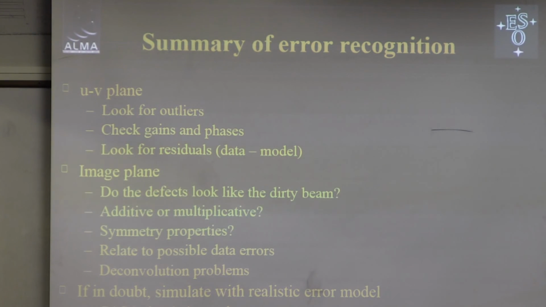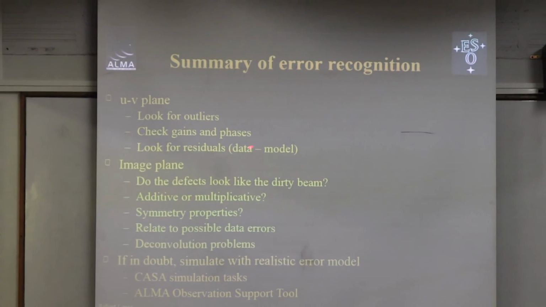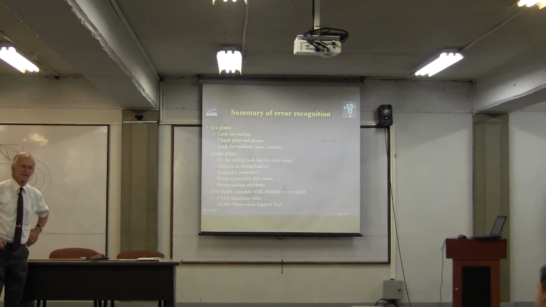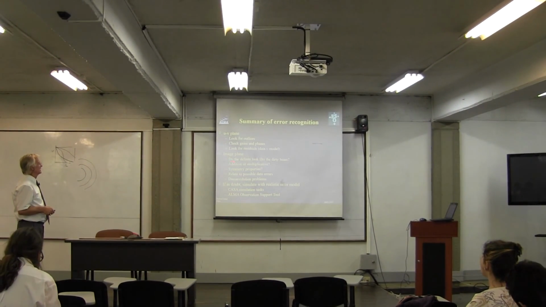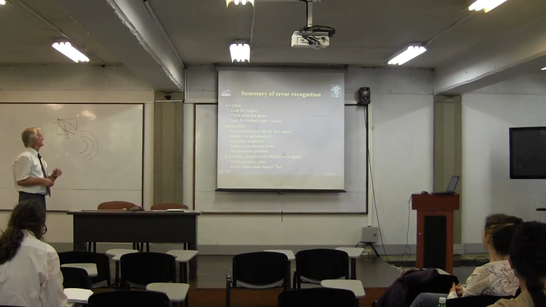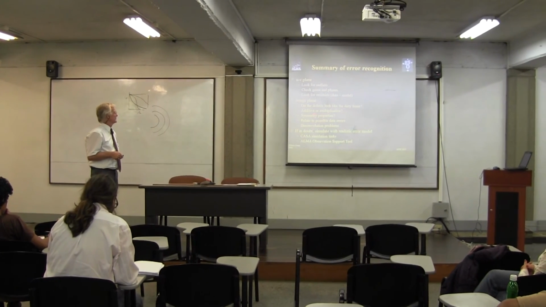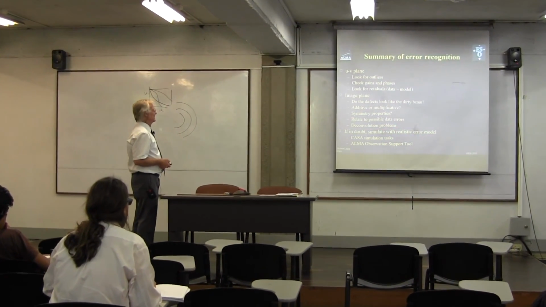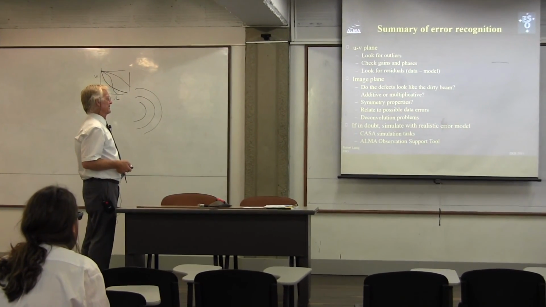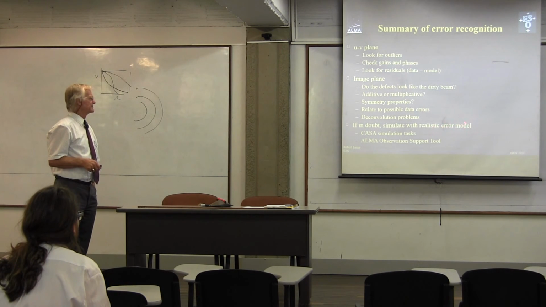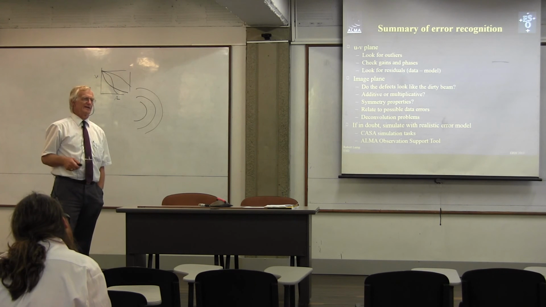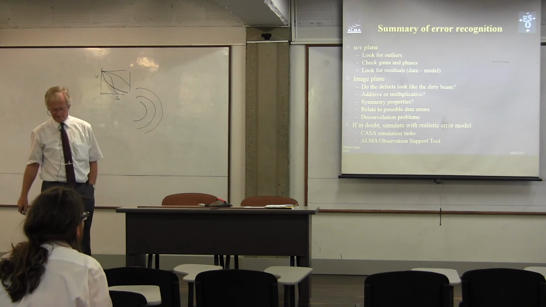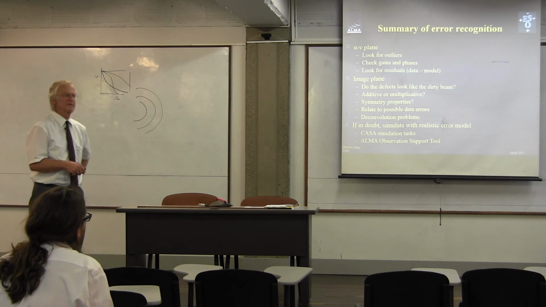So in the UV plane, the areas that you see are outliers, errors in gain and phase, and you look at residuals between a model, what you think you understand you saw, and the actual data that you have taken. In the image plane, you can see whether you understand the image errors as caused by the dirty beam, or whether additive or multiplicative, whether you have symmetric properties, whether you see deconvolution problems, and it always helps you then, if you can't get it properly worked out, to make models and try and see whether you can cause the same trouble again in other sorts of data by the same mechanism that you might have imposed. For ALMA we have special support teams for the users of data that help you with doing this modeling and so on.